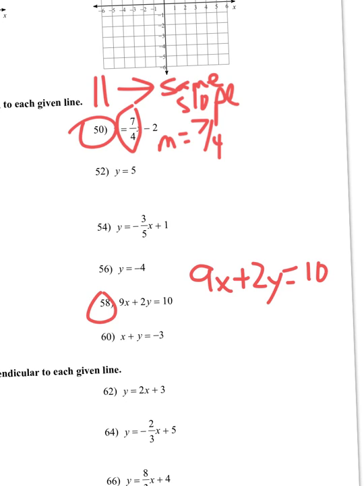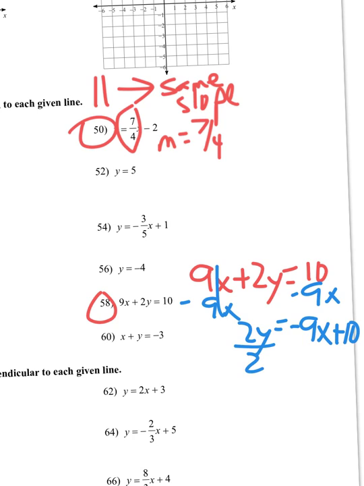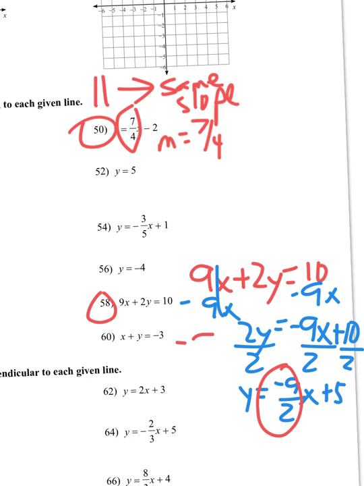So if we're going to get this in slope-intercept form, I'm going to solve for y, so I'm going to subtract 9x. I get 2y equals negative 9x plus 10. I'm going to divide by 2, so I get y equals negative 9/2 x plus 5. Okay, so there's my equation in slope-intercept form, and now I want to pick off the slope. If it's parallel, it's going to have the same slope, so it's negative 9/2. That would be our answer.